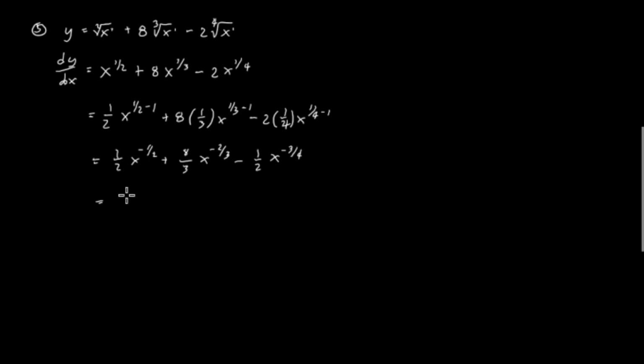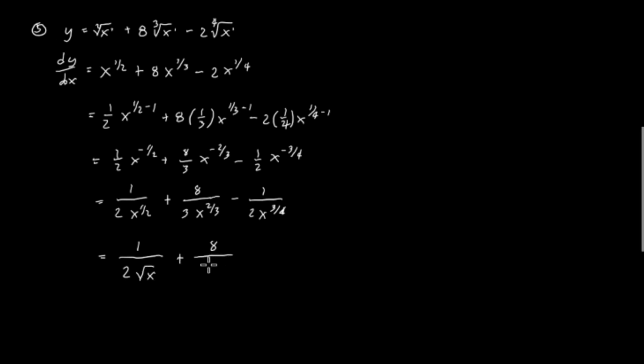Change the negative exponent to positive, which is 1 over 2 x^(1/2) plus 8 over 3 x^(2/3) minus 1 over 2 x^(3/4). You can change to radical, so 1 over 2 square root of x plus 8 over 3 cube root of x squared minus 1 over 2 fourth root of x cubed.